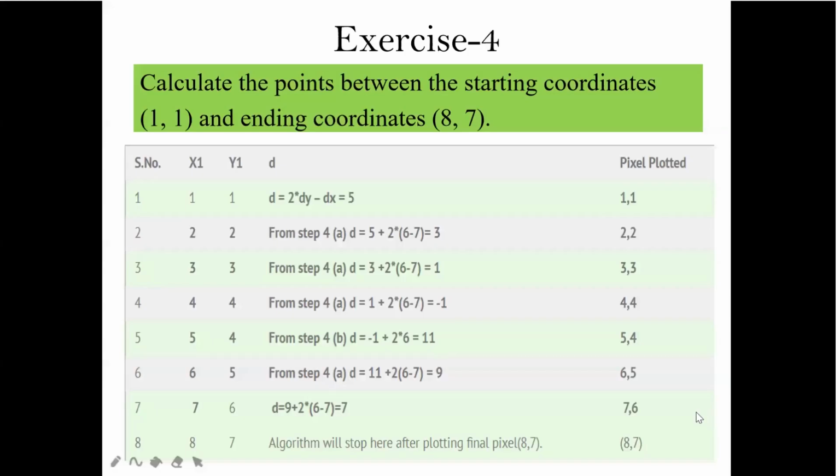So I hope you people have understood the whole Bresenham's line algorithm concept and how to solve it. And these are all exercises which you can practice at home.